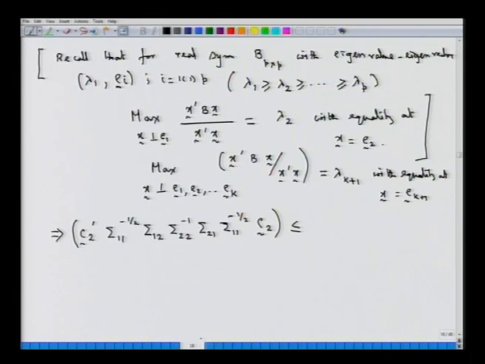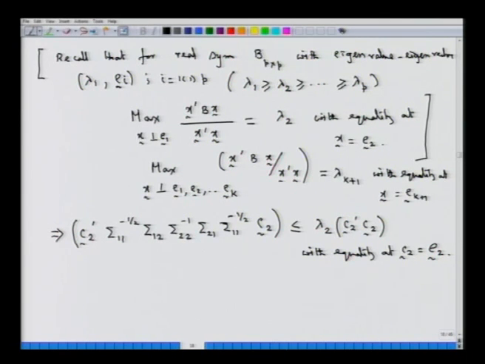So, we can apply this particular result here because we are looking at all C2s such that C2 is orthogonal to E1, where E1 is the eigenvector corresponding to the matrix defined earlier. So, this is going to be less than or equal to lambda 2 times C2 prime C2. The equality will be attained if we take C2 equal to E2, the orthonormalized eigenvector corresponding to the second largest eigenvalue.